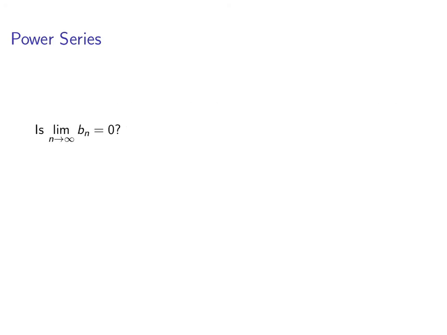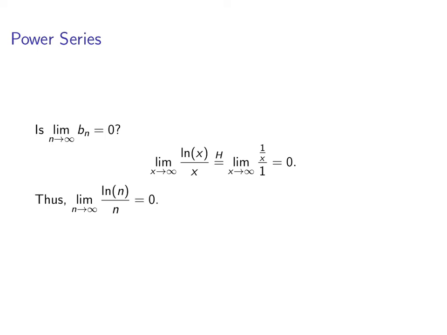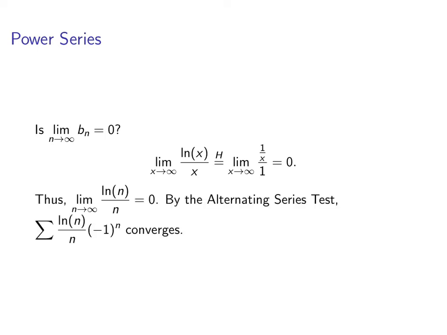Okay, what about the limit of b sub n? Is that going to be equal to 0? This looks like a job for L'Hopital's rule because the top's going to infinity and the bottom's going to infinity. So we get limit of 1 over x all over 1. And that's 0. So we've proven the two conditions that we need. The b sub n's are decreasing and they're going to 0. So the alternating series test tells us that that series converges.